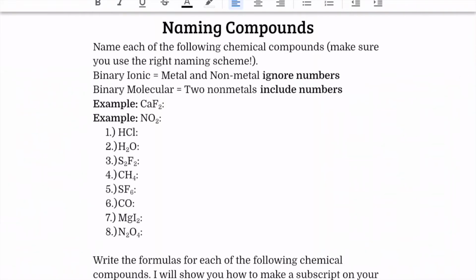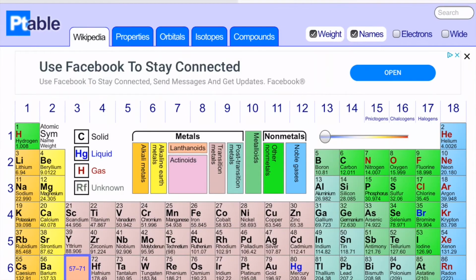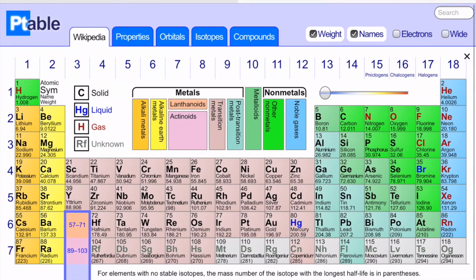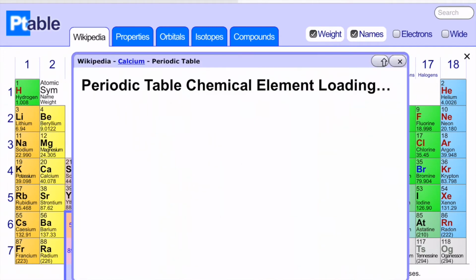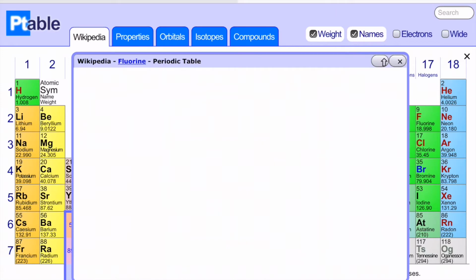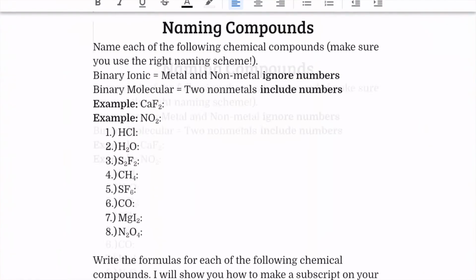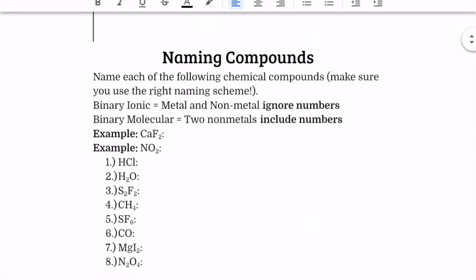I highly recommend that you have a periodic table because you need to look and see what is a metal versus a non-metal. My first example is CaF2. Let's go over to our periodic table and see what Ca and F are. Ca on our periodic table is right here. So Ca is a metal and F is a non-metal. If we look back at our document here, Ca is a metal, F is a non-metal.